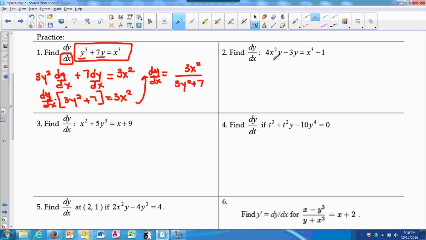Number 2 is going to be a little bit trickier because we have to watch out for those products. A lot of students forget about the product because we're very accustomed to a product having parentheses or being two very distinct functions multiplied together. We tend to forget that in this case, y is not a variable, it's a function. So when we're doing this one, our 4x squared would have a derivative of just 8x, but our y term would have a derivative of dy/dx.